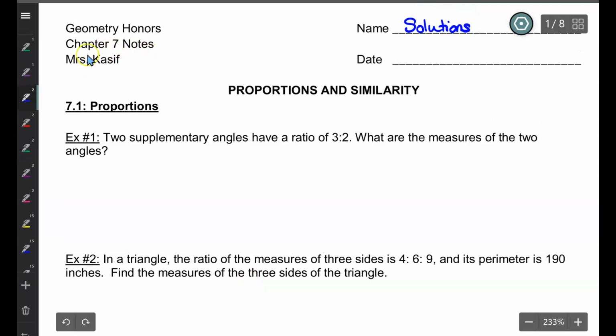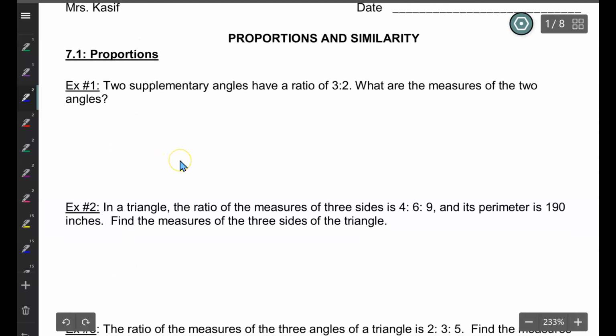Okay, we are starting chapter 7 today, and we're going to start off with some ratios in this lesson, ratios and proportions. And I know you've seen proportions and ratios all the way back to pre-algebra, so hopefully this won't be too difficult. We're just going to combine that with some of the things that we've learned in geometry. Okay, so let's start off.